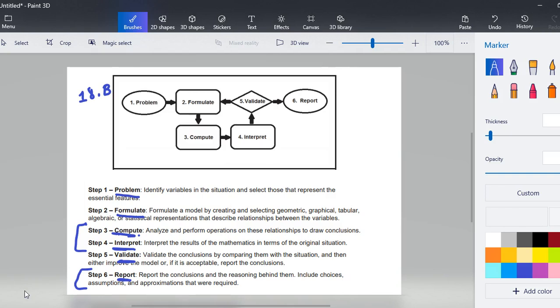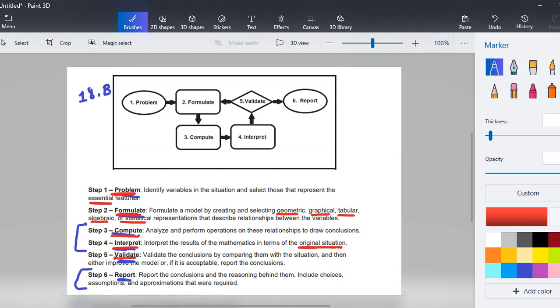Again, the modeling cycle is located in your in-class pages in 18B, and it looks like this. And it mentions that there is a problem. We're looking for some essential features, and we're going to try to formulate a model where we select geometric, graphical, tabular, algebraic, or statistical representations that best describe these relationships. We can compute, we can analyze and perform operations to draw conclusions. We can interpret the results of the mathematics in terms of the original situation.